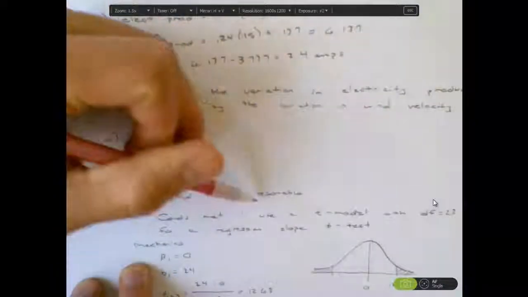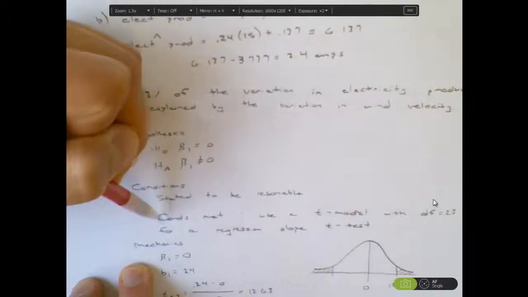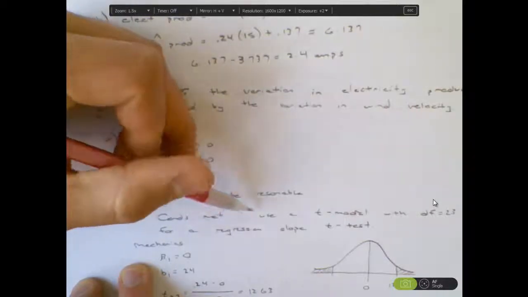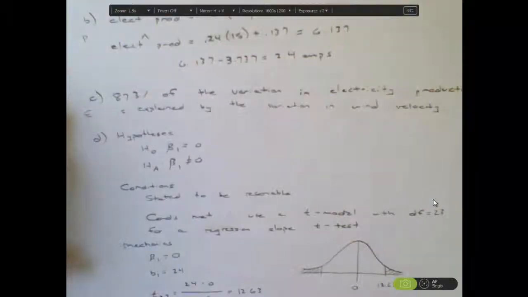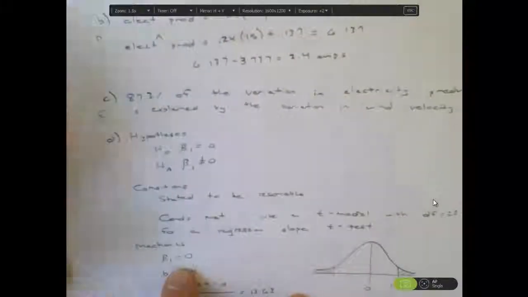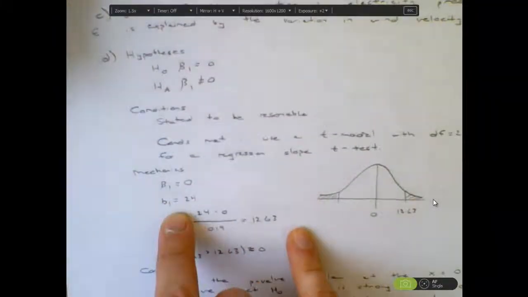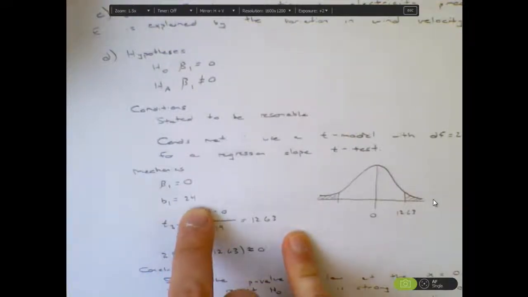Conditions. They were already stated to be reasonable in the context of the question. So I still need to say that, and I need to name my test. So conditions met, use the t-model with degrees of freedom equal to 23, because my sample size was 25 minus 2 is 23, for a regression slope t-test. So my parameter is beta sub 1 equals 0. My statistic is the slope, which is b sub 1 is 0.24.